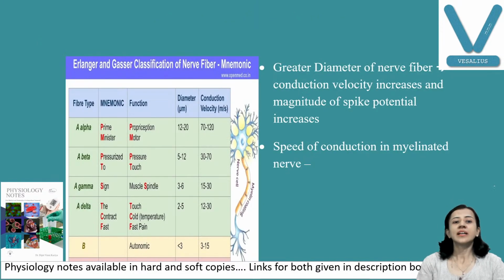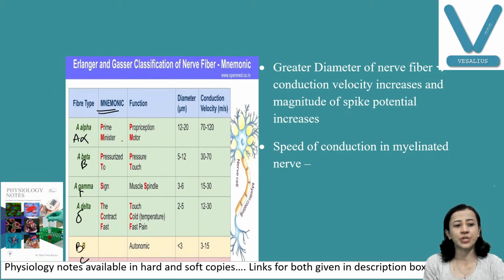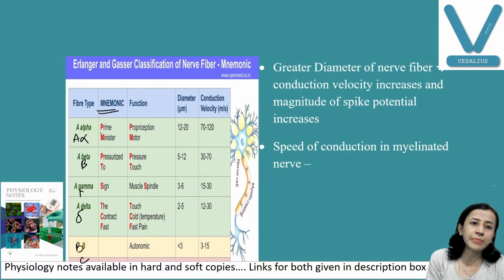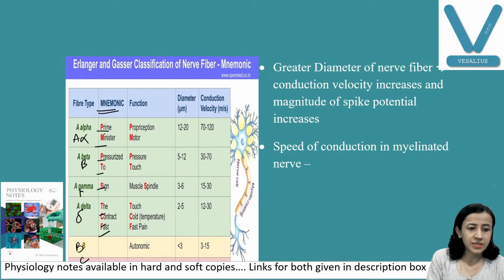Fine. Now another thing is, how to remember functions. There is a mnemonic for that. You can see here, an easy way to remember: A alpha, A beta, A gamma, delta, and B and C fibers. Okay, I will give you the mnemonic. What is this mnemonic? Prime Minister pressurized to sign the contract fast. This is the mnemonic. Prime Minister pressurized to sign the contract fast.